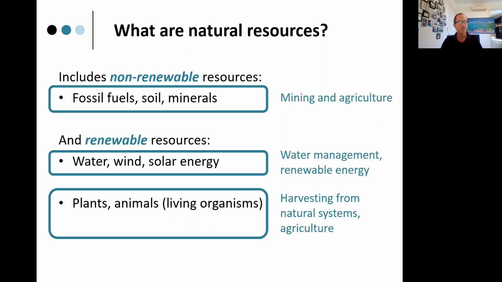So the types of industries that rely on these different things: fossil fuels, soil and minerals is the mining and the agricultural industry. The water, the wind and the solar is really our water management and renewable energies, and the plants and animals is harvesting from natural ecosystems. So today's lecture will be focusing on that bottom one, the harvesting from natural ecosystems, more so than the agriculture.